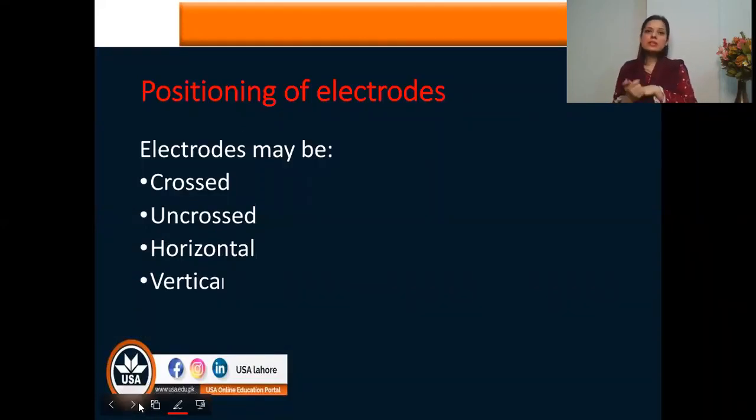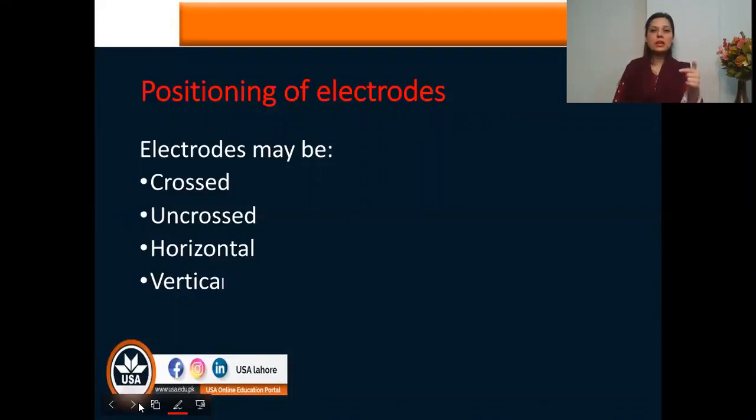Now, if we consider the positioning of the electrodes, it may be crossed or uncrossed, horizontal or vertical. In case of TENS, you can adopt any one of the positioning methods. It can be crossed, uncrossed, horizontal, or vertical. Especially when you are going to apply interferential therapy, you must consider that it must be applied diagonally. That is a hard and fast rule for interferential therapy.